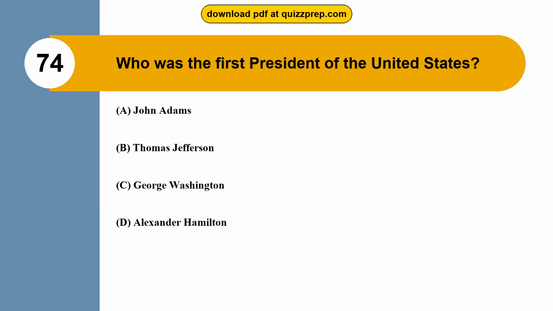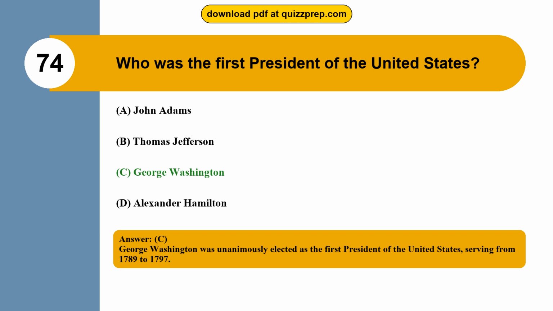Question 74. Who was the first president of the United States? Option A, John Adams. Option B, Thomas Jefferson. Option C, George Washington. Option D, Alexander Hamilton. The correct answer is option C, George Washington. George Washington was unanimously elected as the first president of the United States, serving from 1789 to 1797.